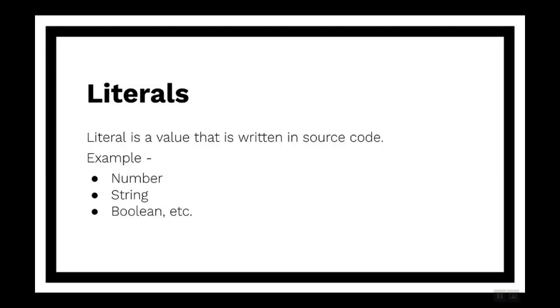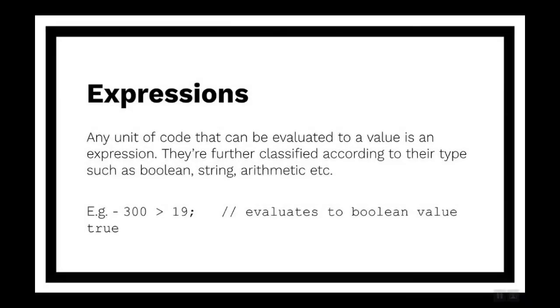A literal is any value that is written in source code. For example, you have a number, string, or boolean. An expression is code that has to be evaluated to a value. So for example, in this case, 300 greater than 19 evaluates to a Boolean value of true. They can be further classified according to their type, such as Boolean, string, or arithmetic.